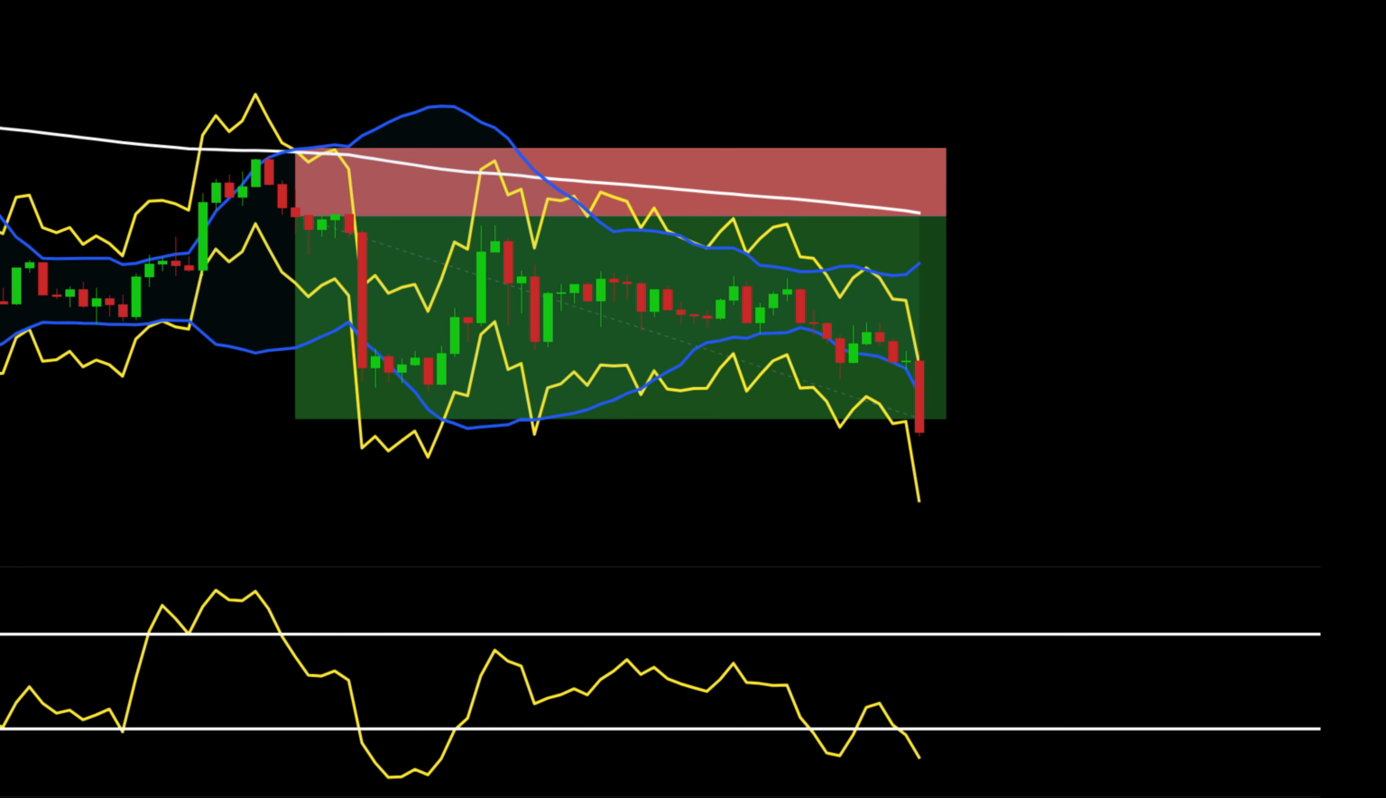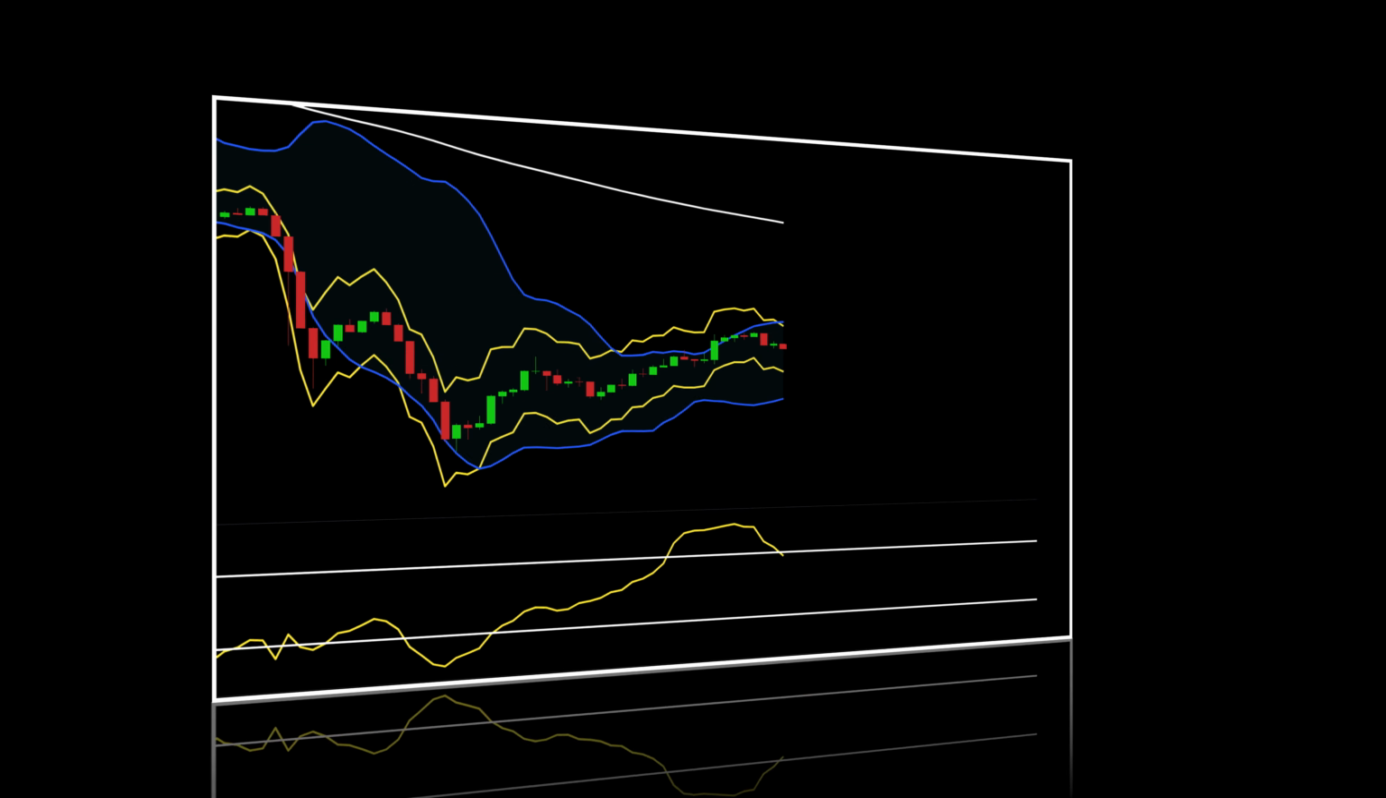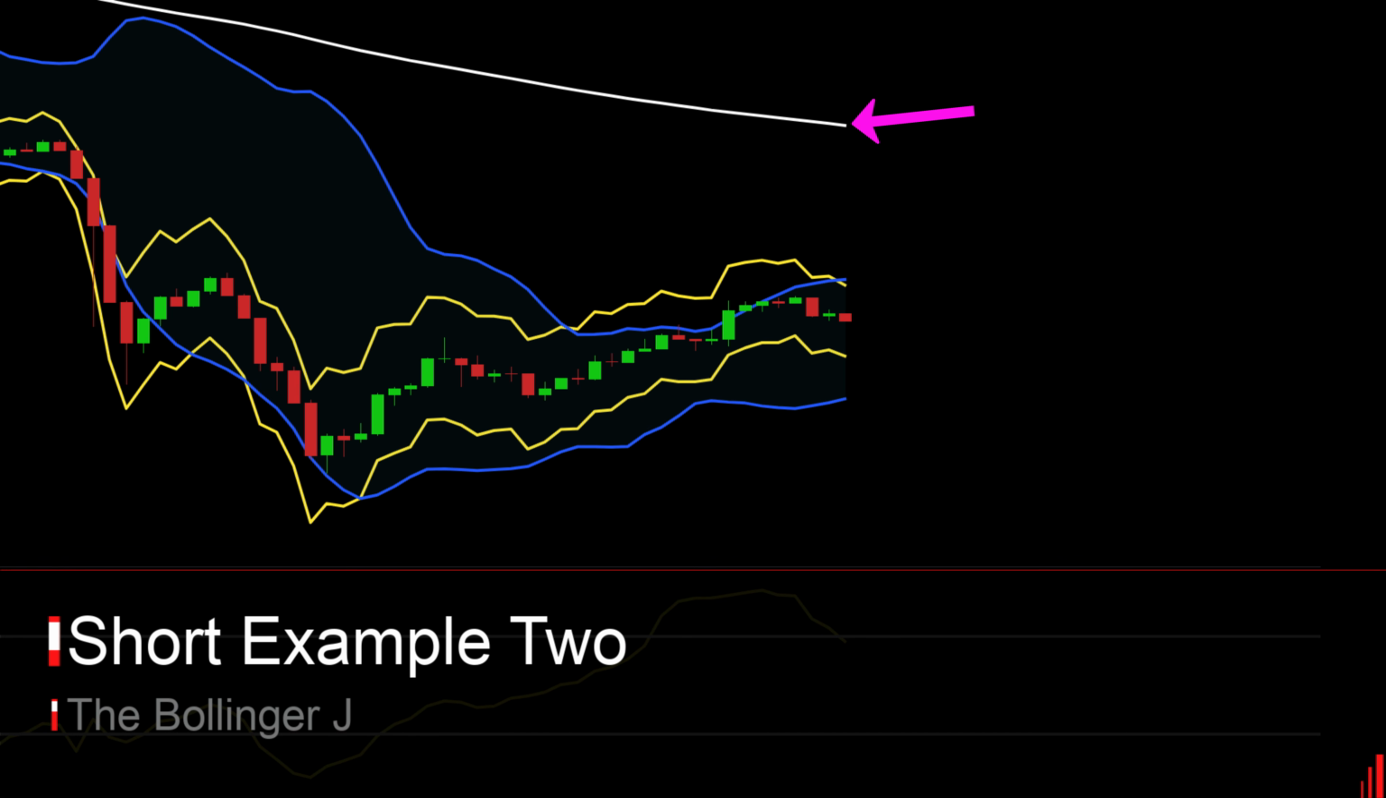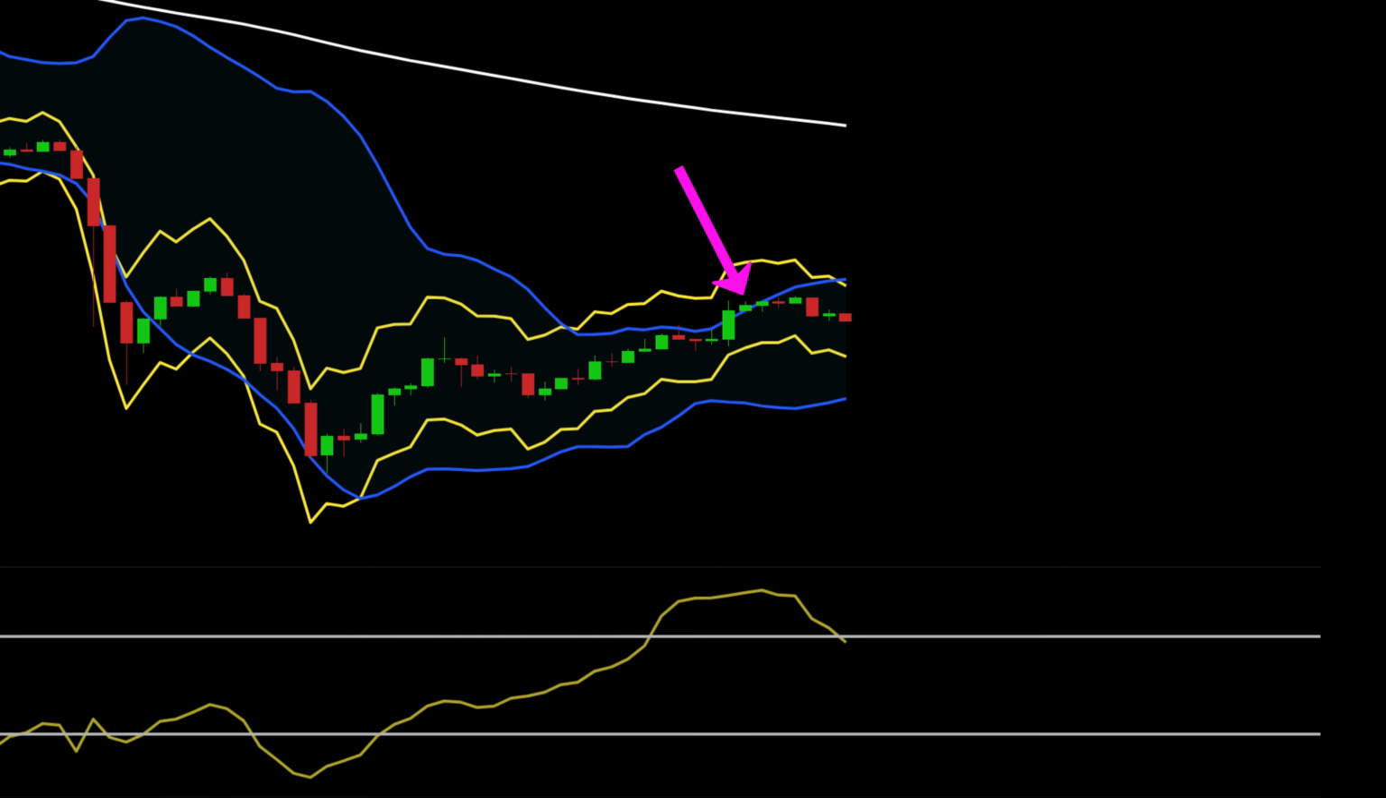I'm going to show you one more quick short example. Price is below the 200 EMA in white. There are candles that close above the top Bollinger Band in blue. Price then closes back below the top Bollinger Band.